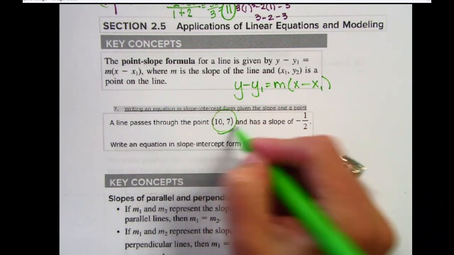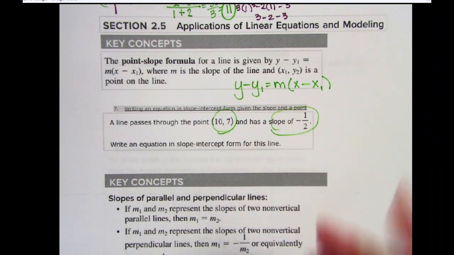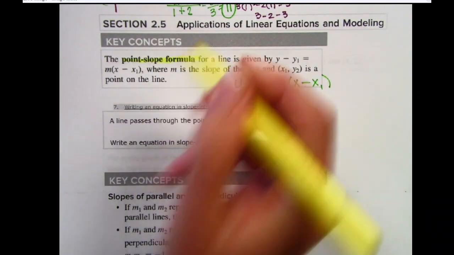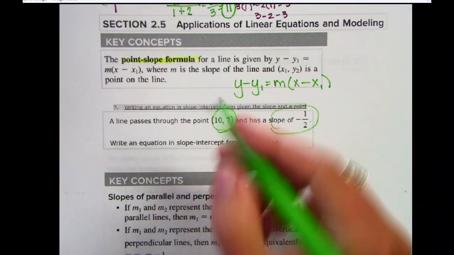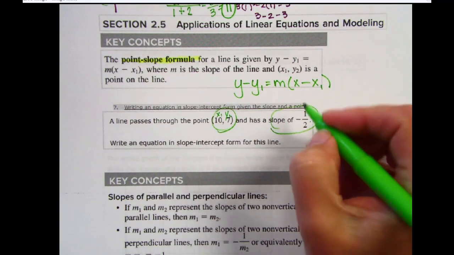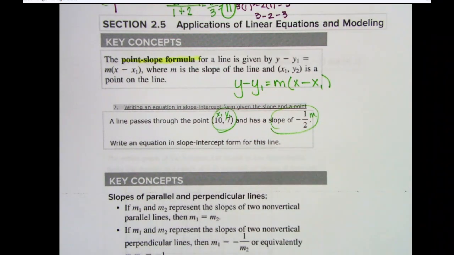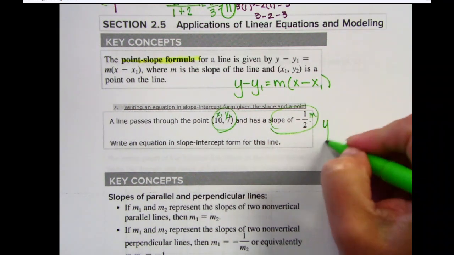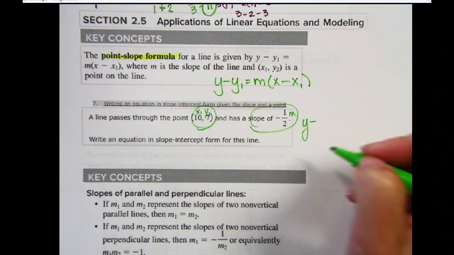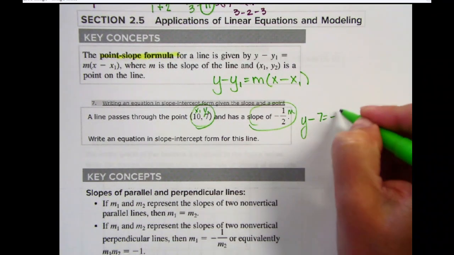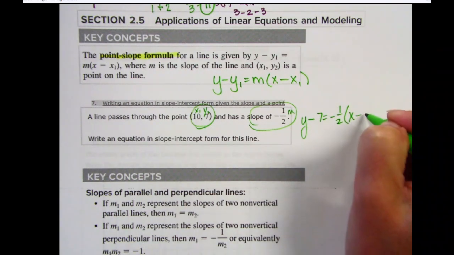Whenever they give me a point and a slope, and I'm kind of obnoxious when I teach this in my Math 2 and Math 3 classes, I keep saying, I have a point and a slope, to remind you that we're going to use the point slope formula. So this is our x1, our y1. Here's our m. So y minus 7 equals -1/2 times x minus 10.